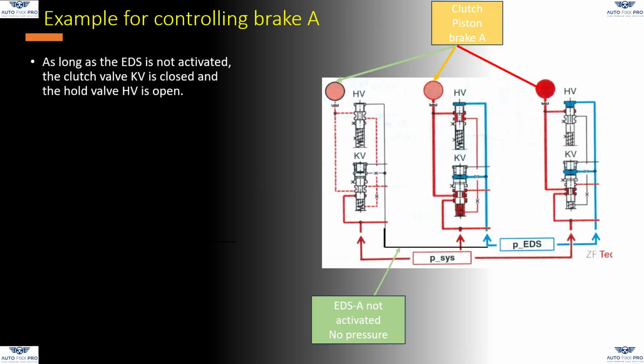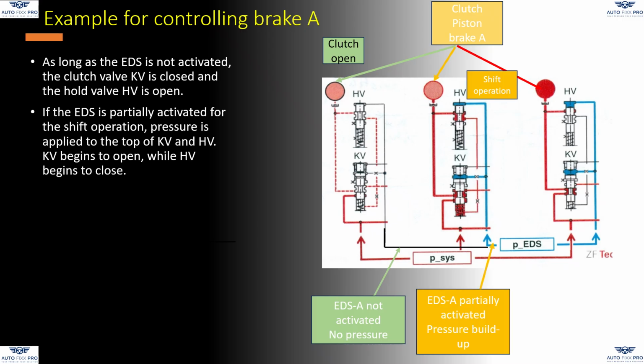As long as the EDS is not activated, the clutch valve KV is closed and the hold valve HV is open. If the EDS is partially activated for the shift operation, pressure is applied to the top of KV and HV. KV begins to open, while HV begins to close. The interaction of the 2 valves thus enables brake A to close smoothly.